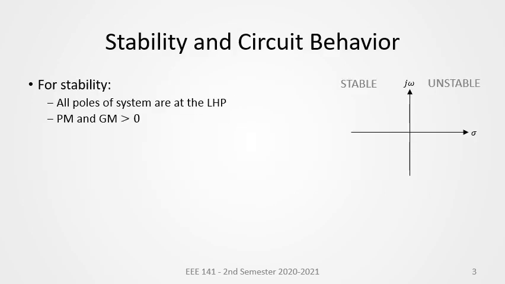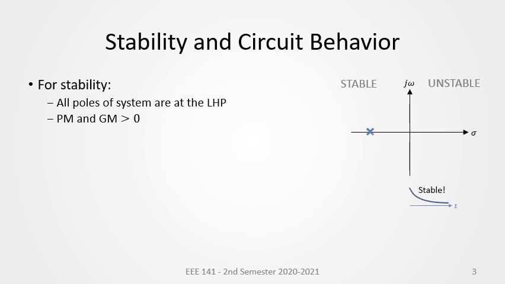It was mentioned in a previous lecture that a system is stable if all poles of the system are at the left half plane of the S-plane or the complex frequency plane. If at least one pole is at the right half plane, then the system is unstable. Another way to determine stability is through the phase and gain margins. A positive phase margin or positive gain margin means that the system is stable.